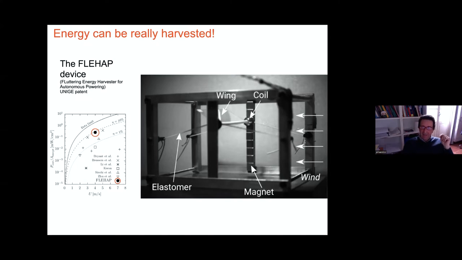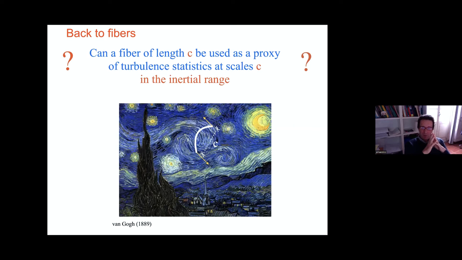Okay, let us proceed with the main aim of this talk. I'm ready now to move to it. We want to understand whether or not, given a fiber, which is another example of an elastic structure, we can measure flow properties, in this case both in turbulence and also in simpler chaotic flow.